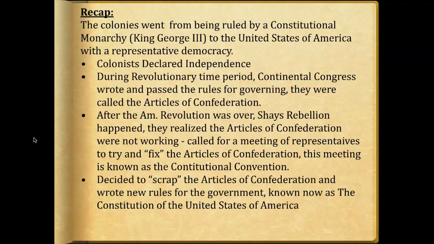Just a little bit of a recap of the history. So we have the colonies going from being ruled by a constitutional monarchy. So they're being ruled by King George, and they decide that they don't want to be ruled by someone that's not fair, that is not listening to them, not giving them representation, and so they decide to declare independence. Now, we know that just because you say you're going to be independent, the king isn't just going to let them go, so they had to fight that war.